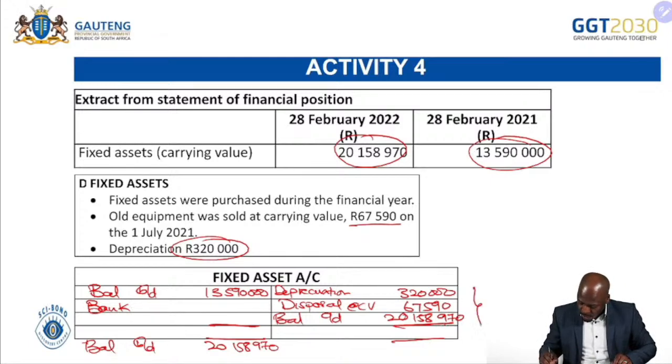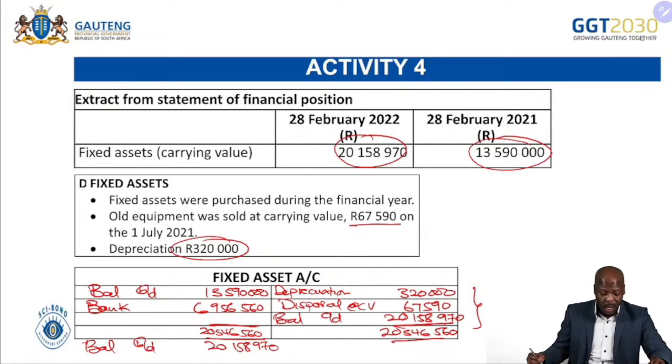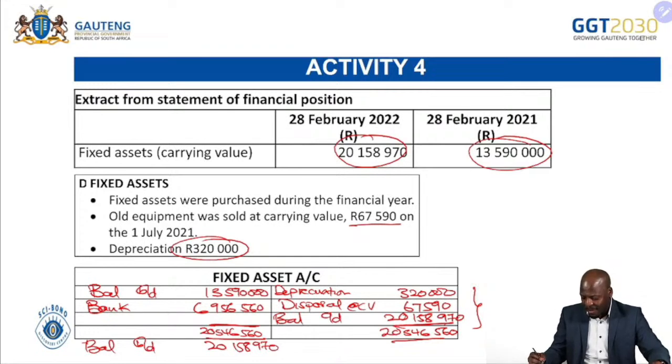If you add all of that, you're going to find that you have an asset that was bought here. Let's totalize here. How much do we get? Someone is saying it's 20,546,560. So that means 20,546,560. Therefore, your assets that were bought become 6,956,560. That becomes the asset that we have acquired. Okay, I do hope this does make a lot of sense.